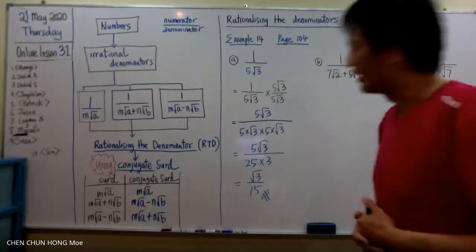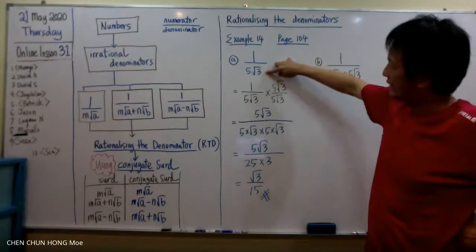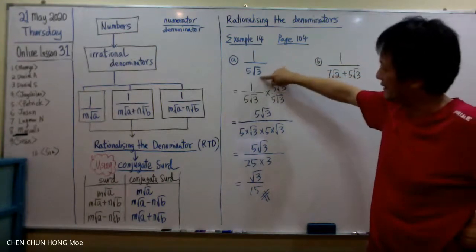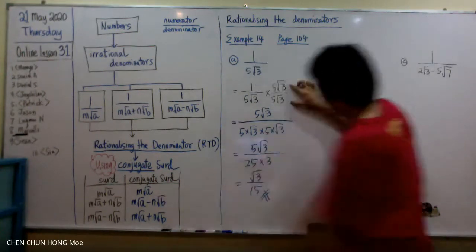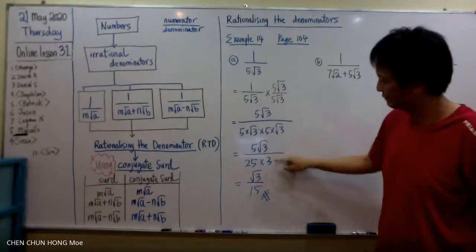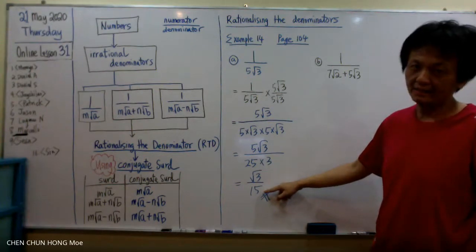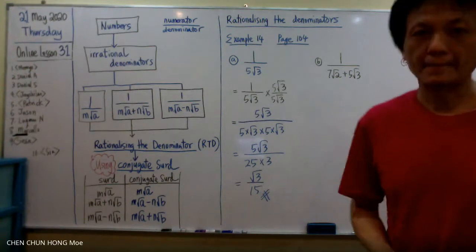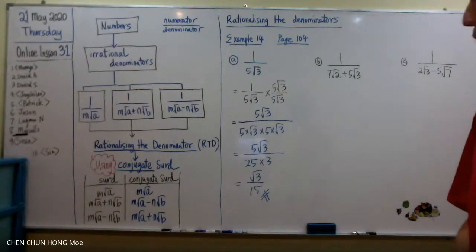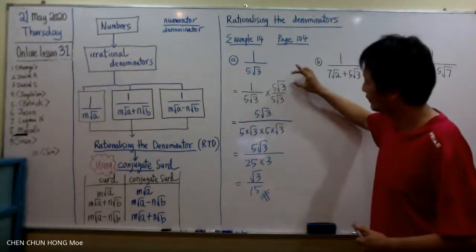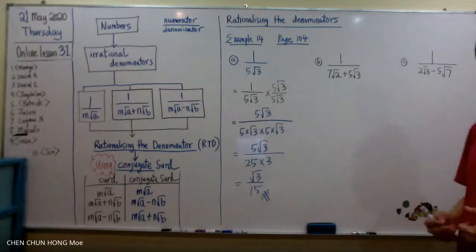That is the meaning of rationalizing the denominator. As you can see here, the denominator has one irrational number, meaning a surd. But by multiplying the numerator and denominator with the conjugate surd, we managed to get rid of the surd term here. You look at the denominator, no longer in surd term. So that is the meaning of rationalizing the denominator. In this case, the method is by multiplying both numerator and denominator with the conjugate surd.